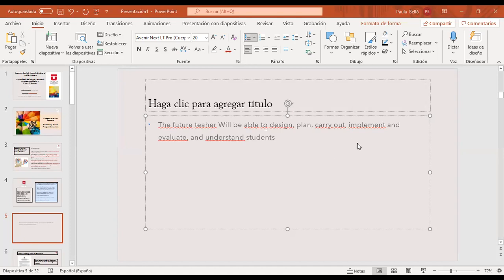Very good question, Daphne. No, I will explain that in a minute. Daphne has a great question. I will explain the evaluations in the module, do not worry. So the future teacher will be, sorry, but it's a good question, we will talk about it. The future teacher will be able to design, plan, carry out, implement, and evaluate, and understand students and their way of learning.